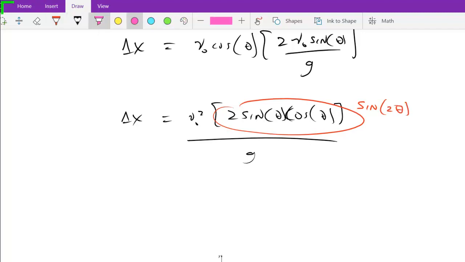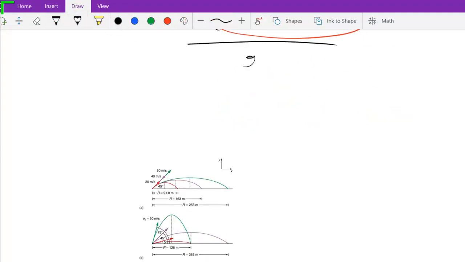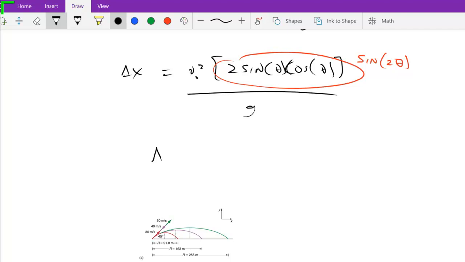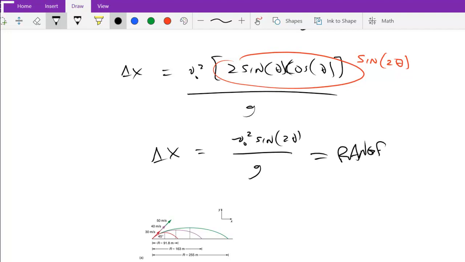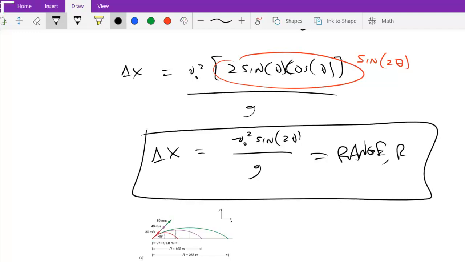And so then delta x becomes v naught squared times the sine of 2 theta over g. This is what we call the range. And this is the range equation. So this is the range, or sometimes we just say R.